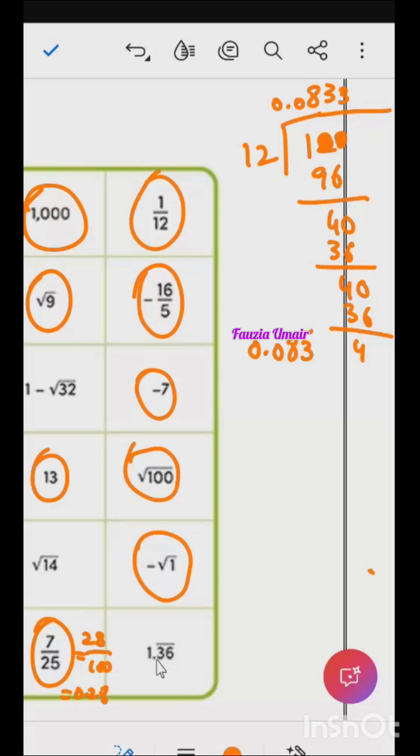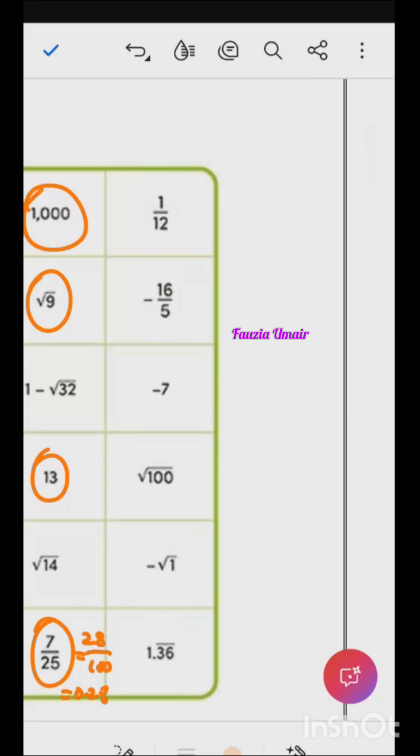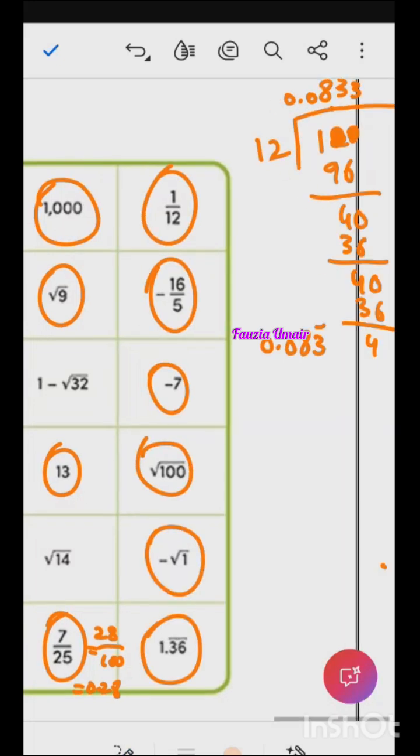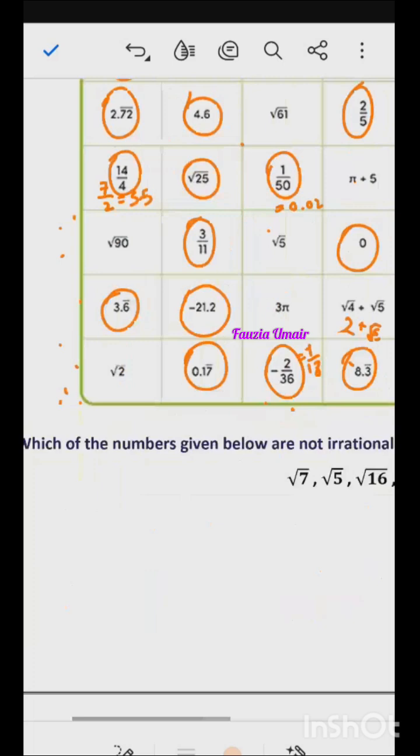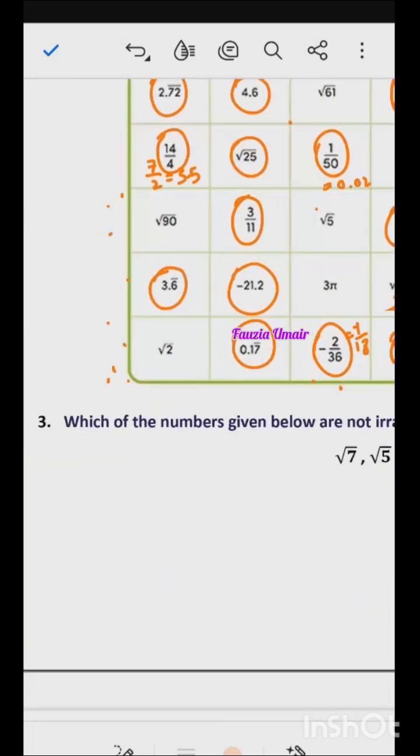1.36 with the bar. Rational. It's a rational number because it's a recurring decimal. Okay, so this is all. Moving on.